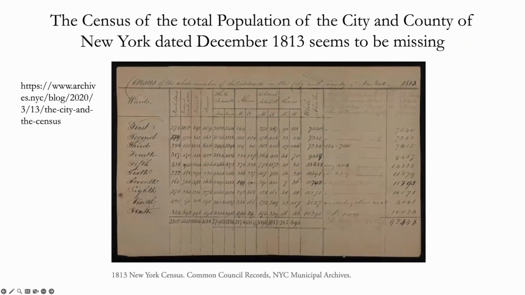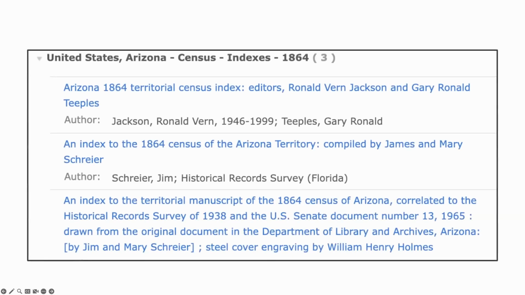This census shows up in a search online. It's the 1813 census, but everybody kind of acknowledges that it's missing. And the question is, why do we have a copy of one page of the 1813 census if it's missing? There may be more research that needs to be done here, but that may be the case with other census records in other parts of the country.